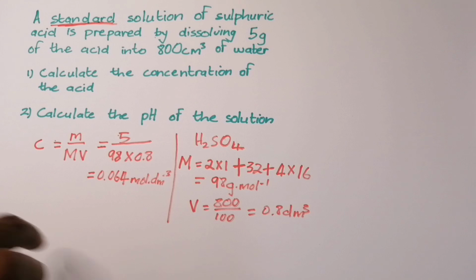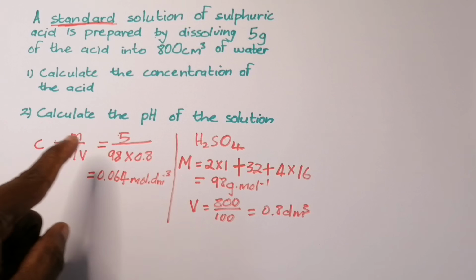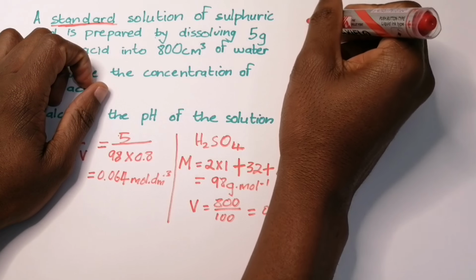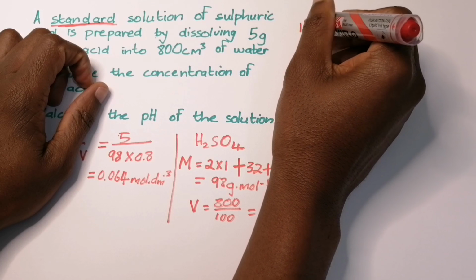Now, the next question says calculate the pH of the solution. So how do I get the value of the pH? Ladies and gents, please don't disappoint me now. Can I calculate pH now? Absolutely not. Why? Because I do not have the concentration of my hydronium ions. Yes, I have the concentration of the acid, but I don't have that of the hydronium ions. So how do I then calculate the concentration of my hydronium ions?